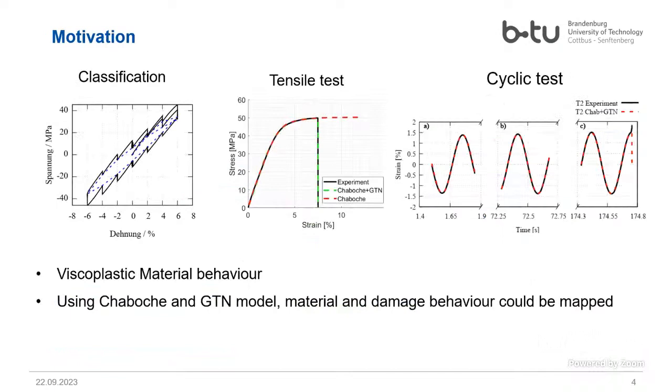Before, we did a classification by Haupt, where we do cyclic loading with holding times. When the endpoints of the loading times create a new hysteresis, that means you have a viscoplastic material behavior. The model we use was the Chaboche model coupled with the Gurson-Tvergaard-Needleman model. With this, we get a good agreement for the tensile tests, cyclic tests and relaxation tests. And now again the question is whether it is possible to use this model for shell loading.